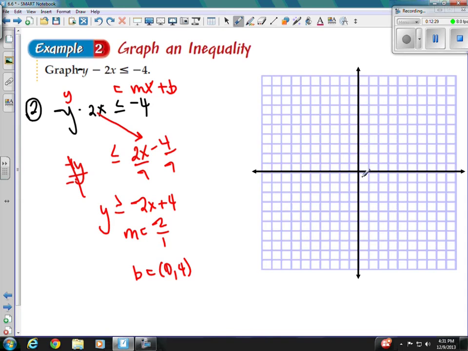And now we graph it. So 0, 4 is where I begin. So it's on my y-axis. So go to 0, then up 4. 1, 2, 3, 4. Then my slope tells me to go down 2, right 1, down 2, right 1.